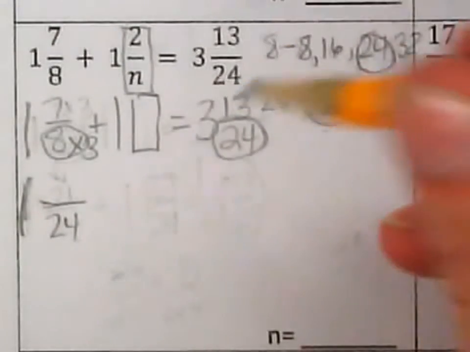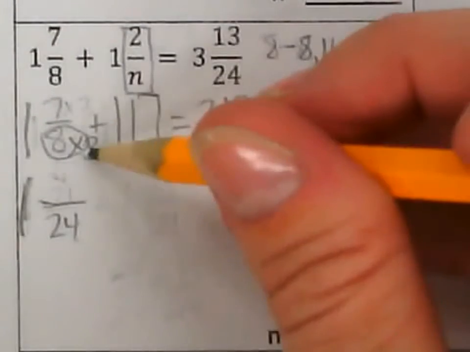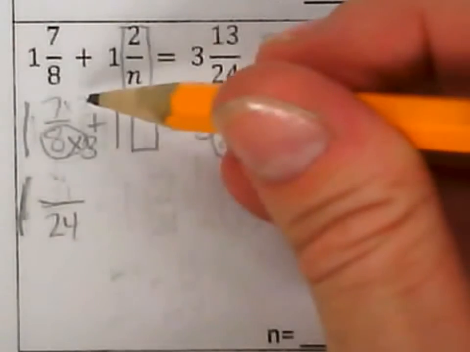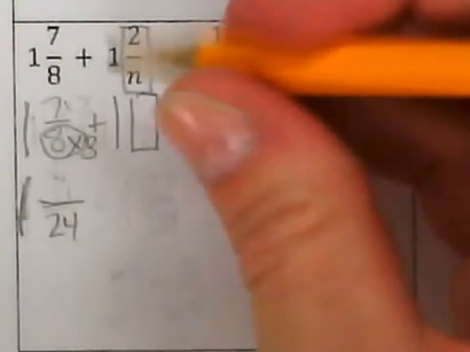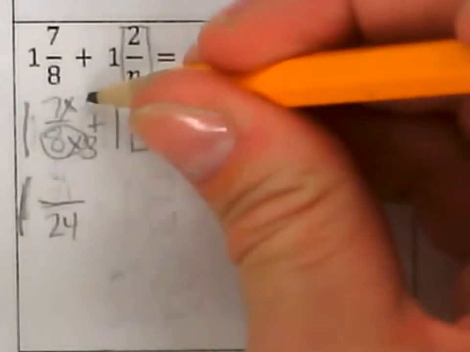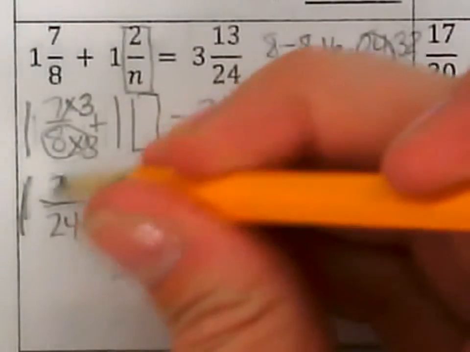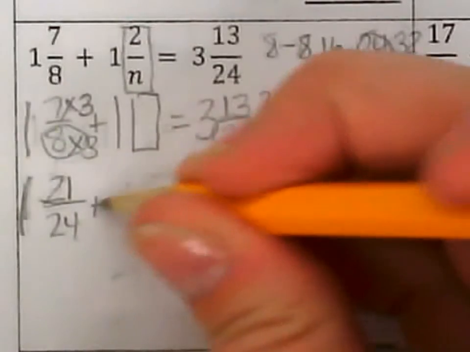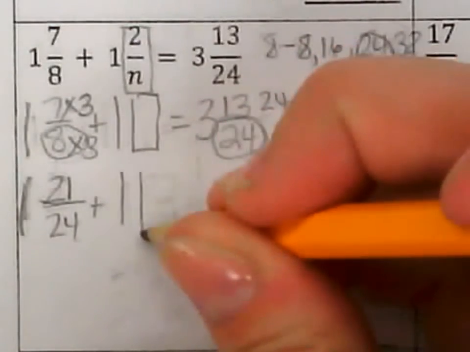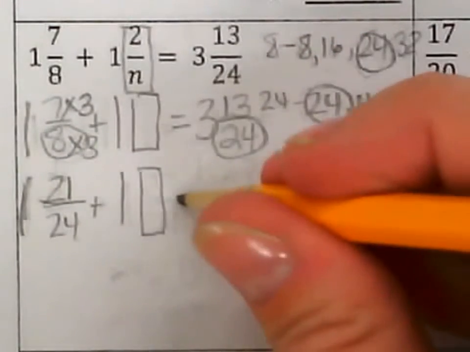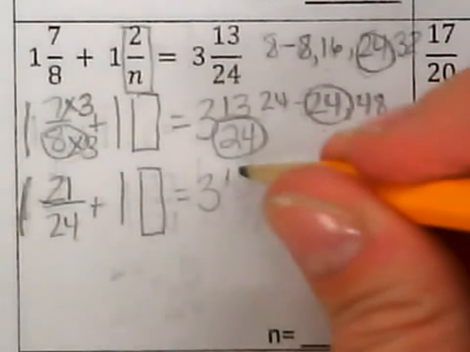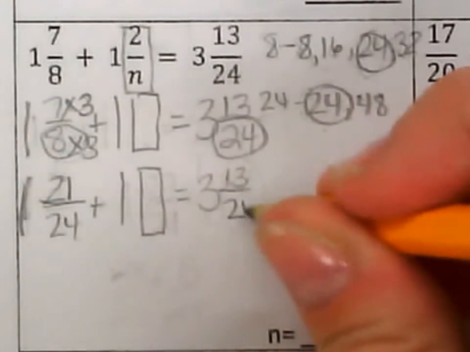And they should have as a foundation from 4th grade that what they do to the denominator, they must also do to the numerator. So I'm going to also multiply 7 times 3 as well. 7 times 3 is 21. And again, I'm going to go ahead and just bring down the 1, and the empty box is equal to 3 and 13 over 24.